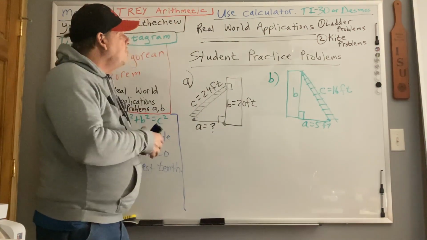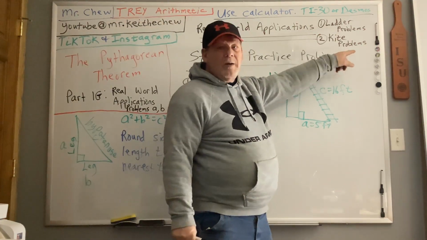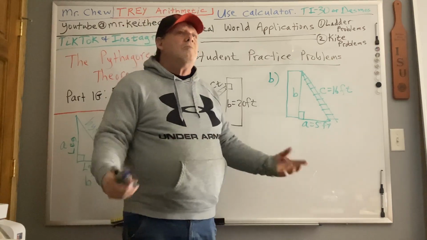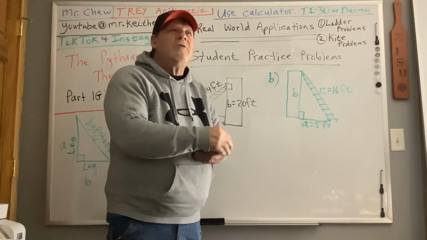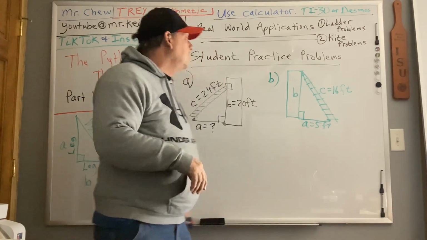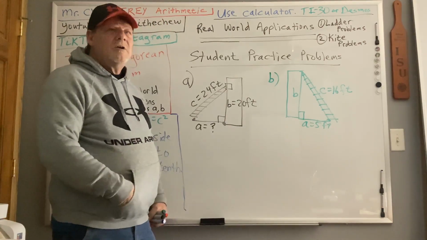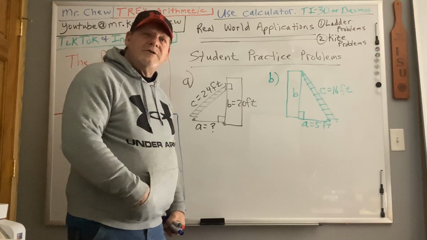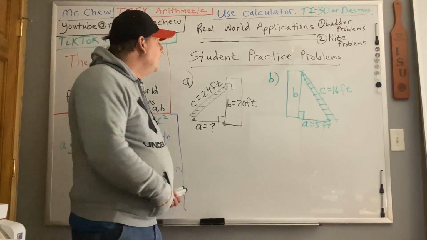So in my first challenge problem, these are both ladder problems. You could have kite problems, you could have problems with shadows, you could have problems with directional distance on a map. There's all kinds of things you can use the Pythagorean Theorem for in real-world applications. Carpenters use it all the time to see if a door has been framed up properly or a window.